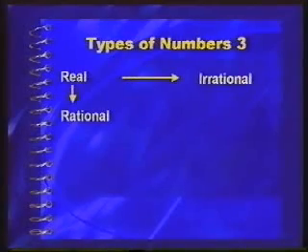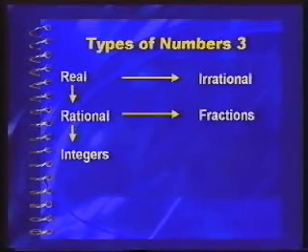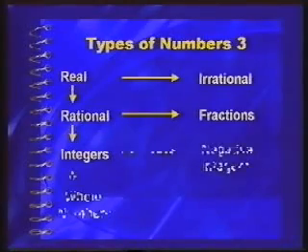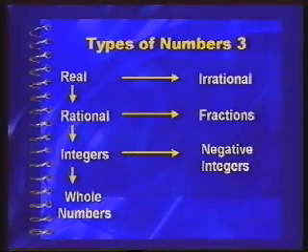Now these numbers are all related to each other, and the following diagram illustrates that very, very clearly. Let's have a look. We've got, first of all, the real numbers that can be split into irrational and rational numbers. Then we work with fractions and integers, so it can be split into fractions and integers. And then finally into negative integers and whole numbers.